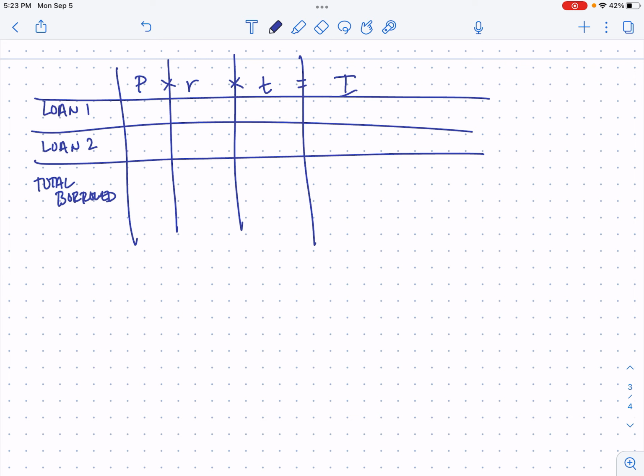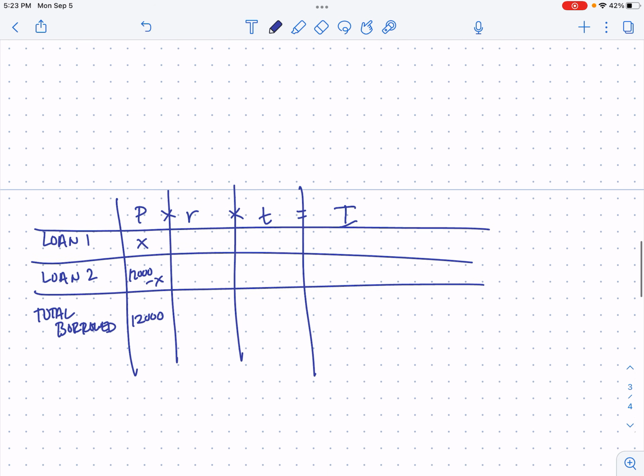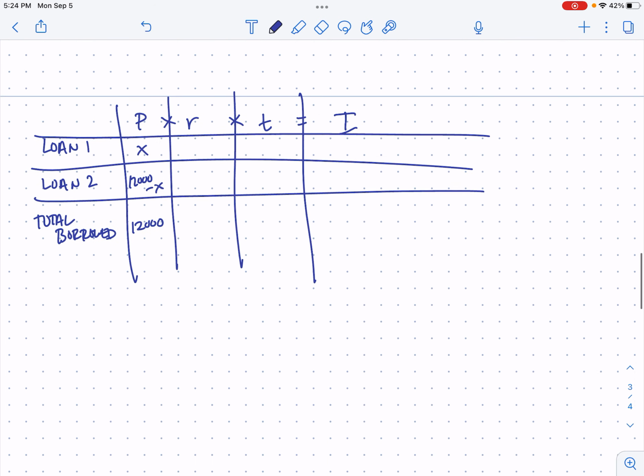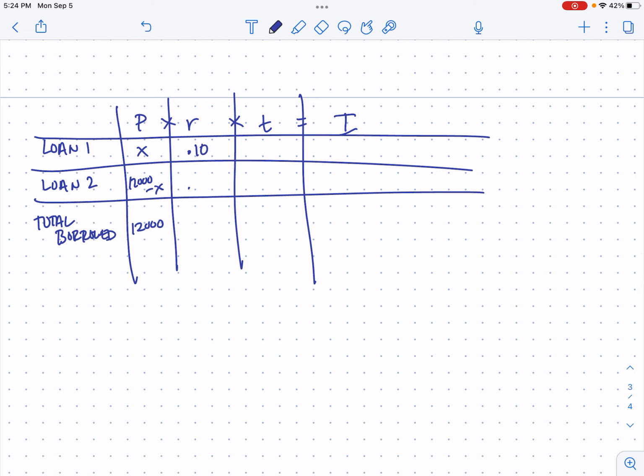Now, we know that the total borrowed was $12,000. So if we say that loan 1 is X, then we can say that loan 2 must be 12,000 minus X. That's the amount remaining. There are ways to solve these using 2 variables, but I'm trying to just use 1 variable here. So I'm sticking with my X, so I have 12,000 minus X. My first rate was 10%. My second rate was 4%, so those go in there. Each of these was just for a year, so we just put a 1 there.